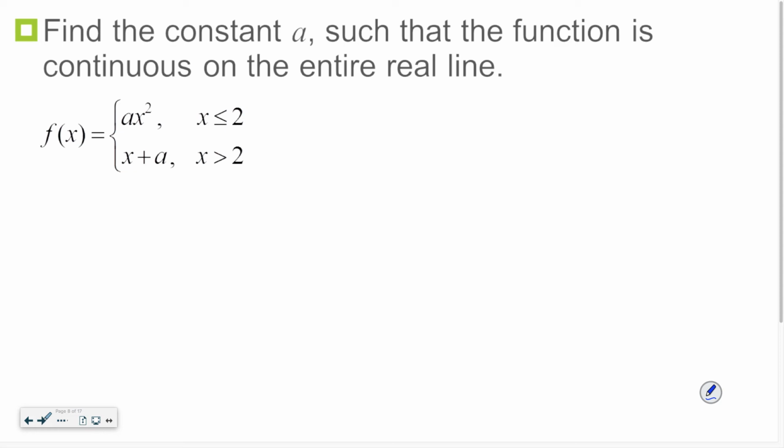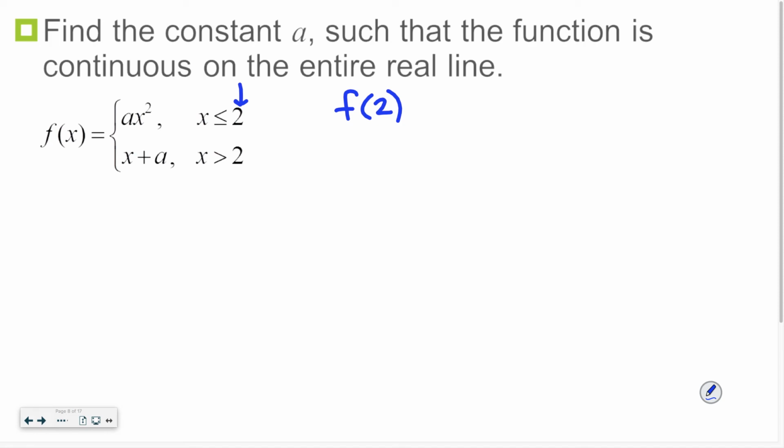So, our definition of continuity has 3 items. Number 1, f of c exists. So, first of all, which x value are we concerned about it not being continuous at? 2, because that's the break in the domain. We could have this happening, or we could have this happening. We need to figure out which one, or we need to force it to be this case. So the first thing we're focused on is x equals 2. So for our definition of continuity, we want to make sure that f of 2 exists.